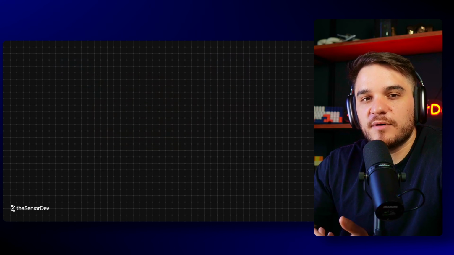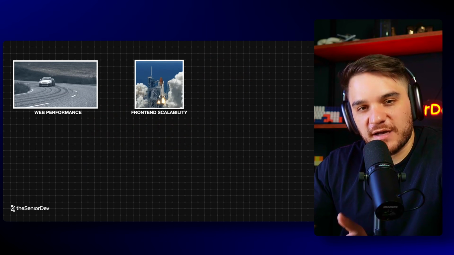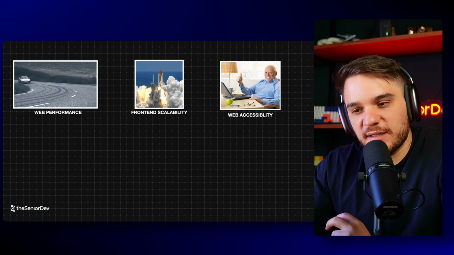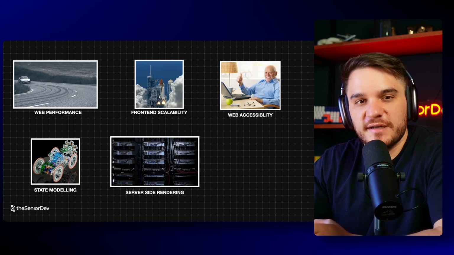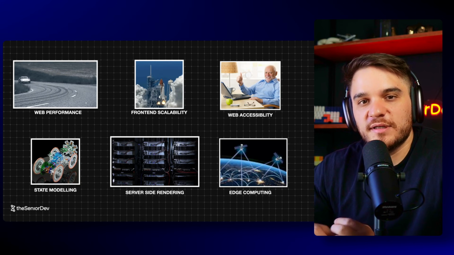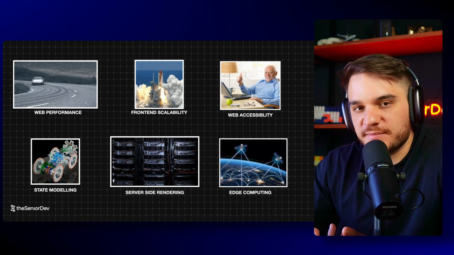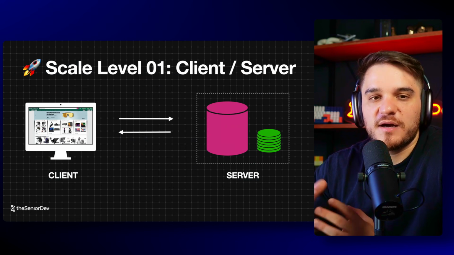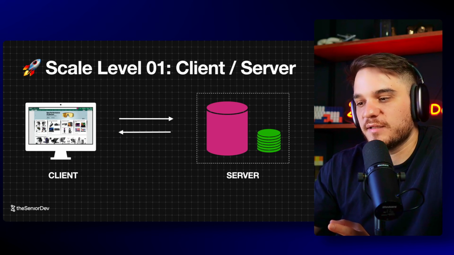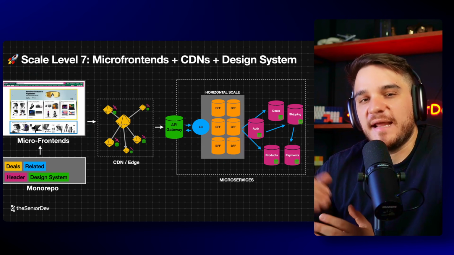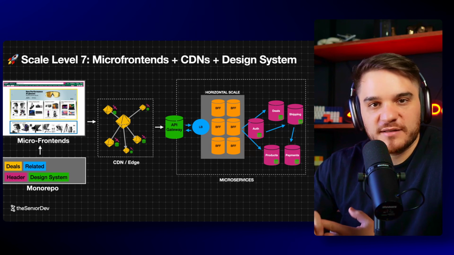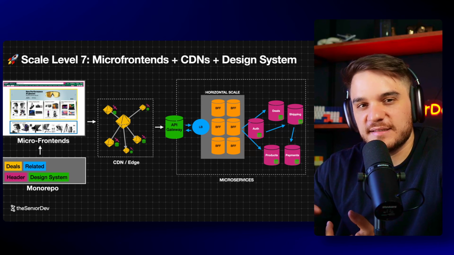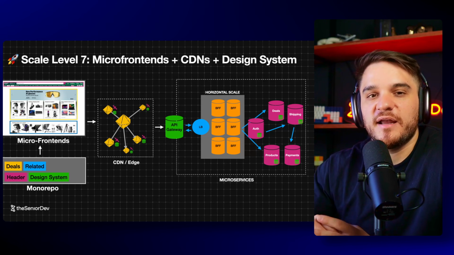And also we'll talk about things like web performance, front-end scalability, web accessibility, front-end state modeling at scale, server-side rendering, and computing on the edge. As we go through all these concepts, we will also scale a system from a very basic architecture, which would be the client server, all the way to the last level of scalability, scale level number 7, which will have micro-frontends, microservices, load balancing, CDNs, a design system, and much more.